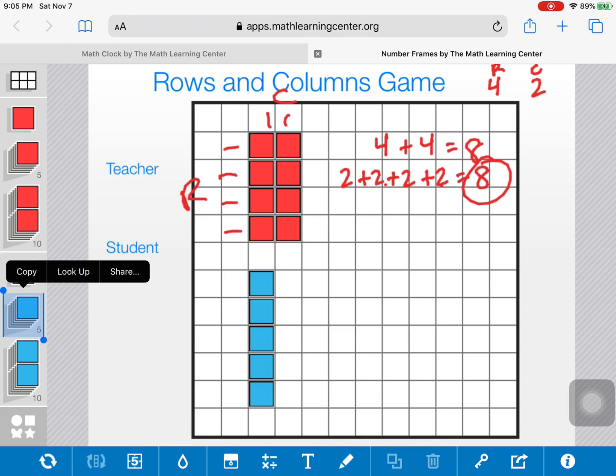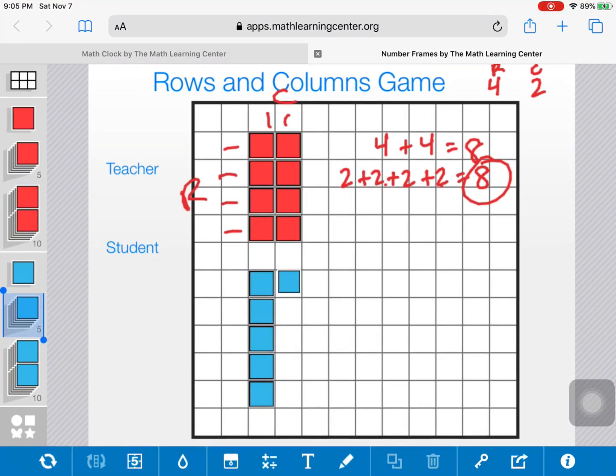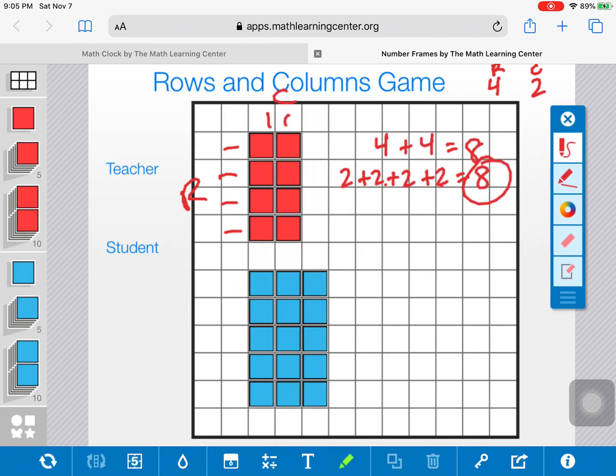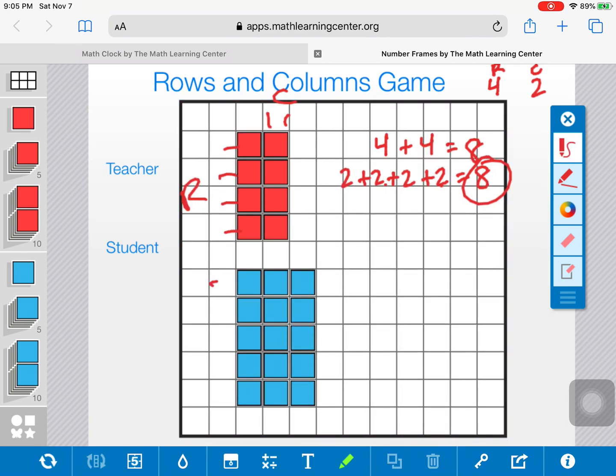And in each row, you have 3 columns. So I have 1, 2, 3, because this first one counts as 1. So we're going to fill that in so that there are 3 columns going up and down. All right, so now you have 1, 2, 3, 4, 5 rows and 1, 2, 3 columns.